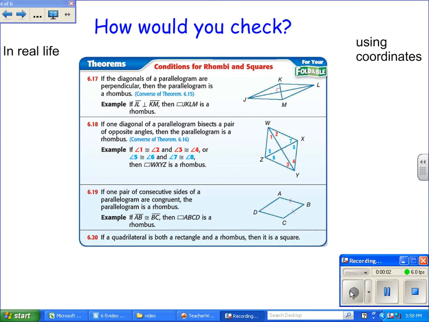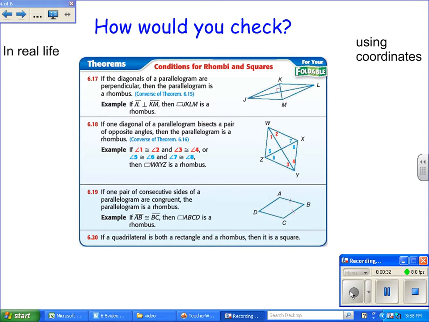In the next couple examples, you're asked to help somebody determine whether or what shape they have created in real life and using coordinates. So we want to see how we would check for these characteristics in real life or in coordinates. So in real life, for theorem 6.17, if the diagonals of a parallelogram are perpendicular, then the parallelogram is a rhombus.